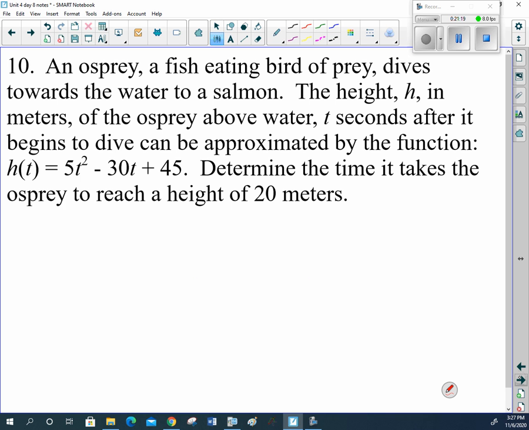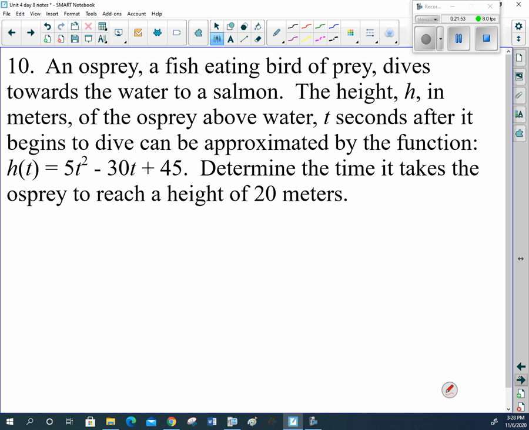All right, here's another one. This one is talking about an osprey, a fish-eating bird of prey, and he dives towards the water to catch a salmon. The height h in meters of the osprey above water, t seconds after it begins to dive, can be approximated by the function h of t equals 5t squared minus 30t plus 45. Determine the time it takes the osprey to reach a height of 20 meters.